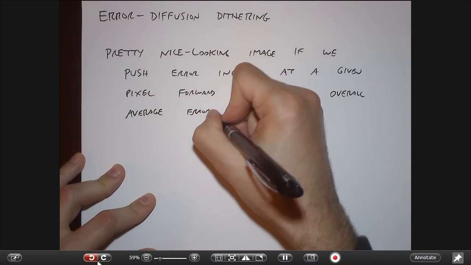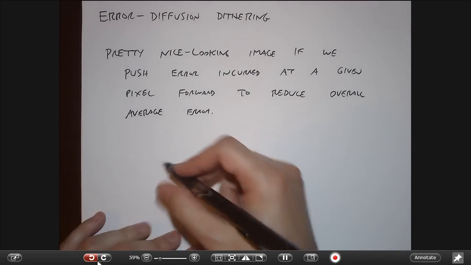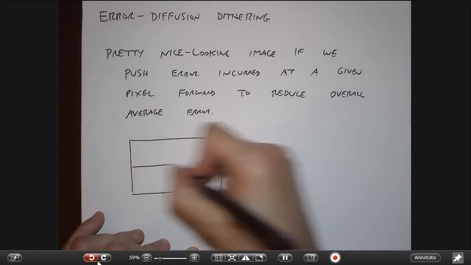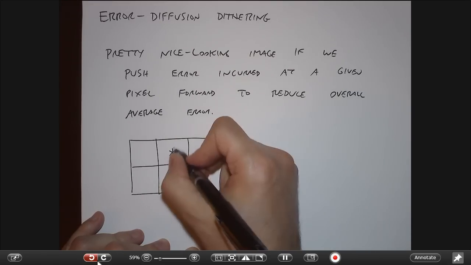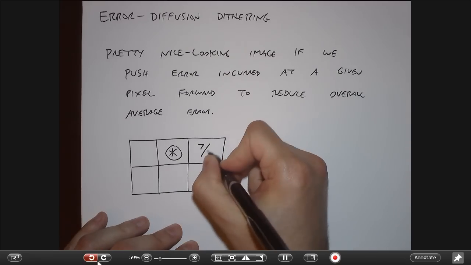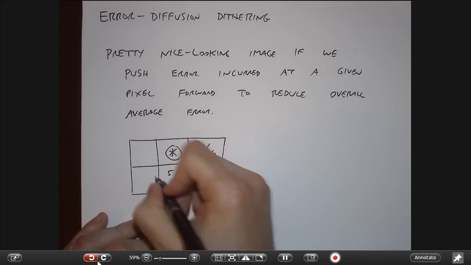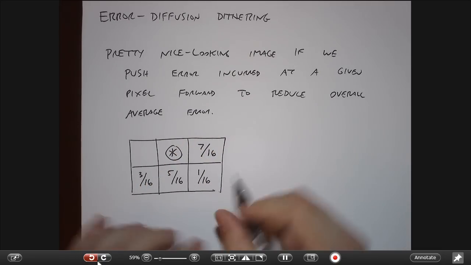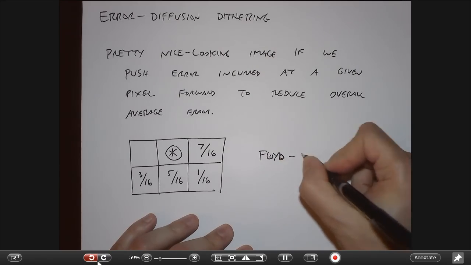And so here's the idea. What we need is a kind of a pattern. And so here I'm going to use a simple 2x3 array where this is the pixel that I'm currently going to quantize. And then I'm going to take the error at that pixel and distribute the error fractionally to these other nearby pixels that I haven't coded yet, right? So this is called Floyd-Steinberg dithering.